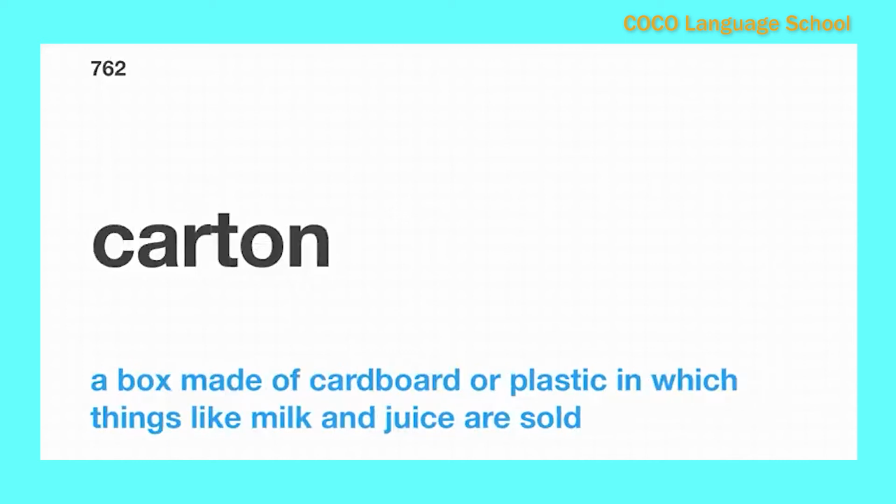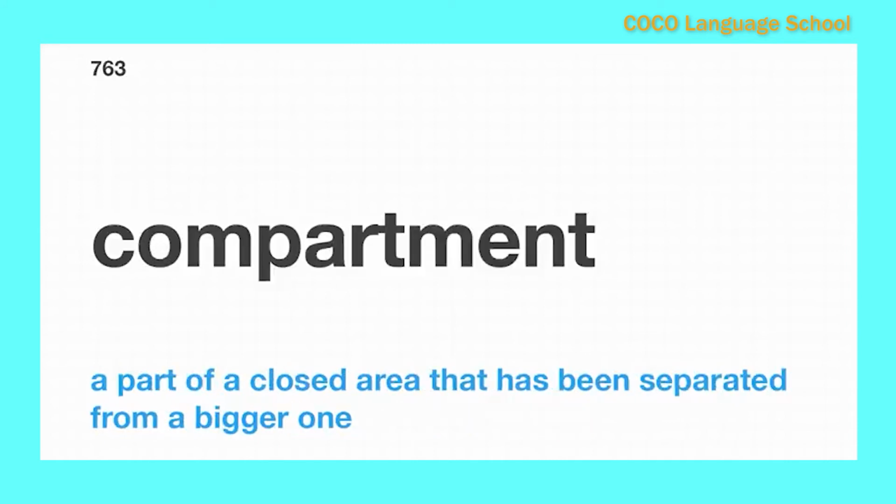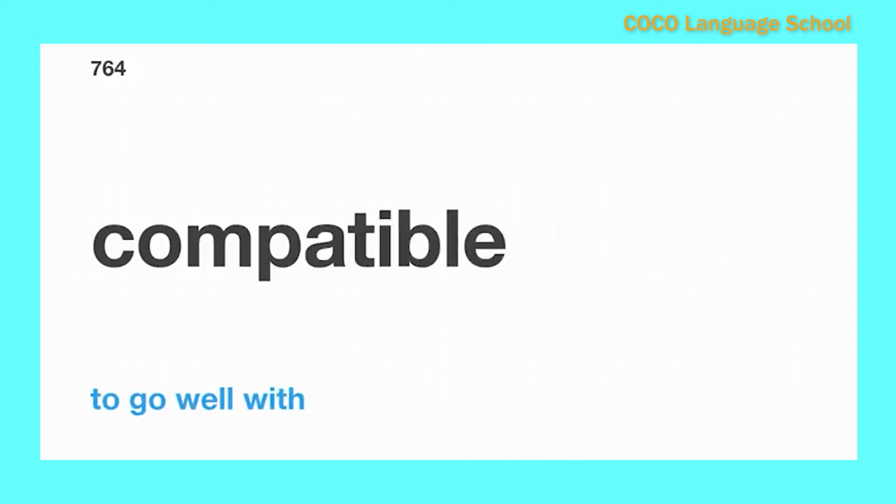A box made of cardboard or plastic in which things like milk and juice are sold. Carton. A part of a closed area that has been separated from a bigger one. Compartment. To go well with. Compatible.